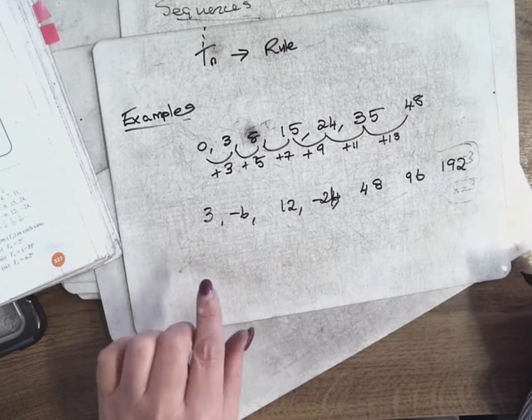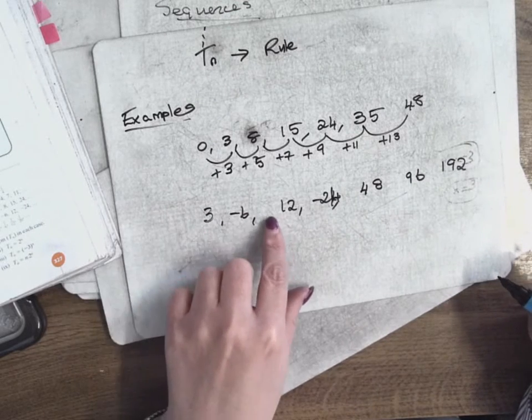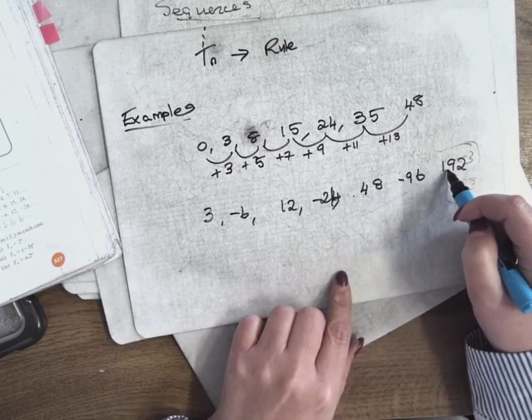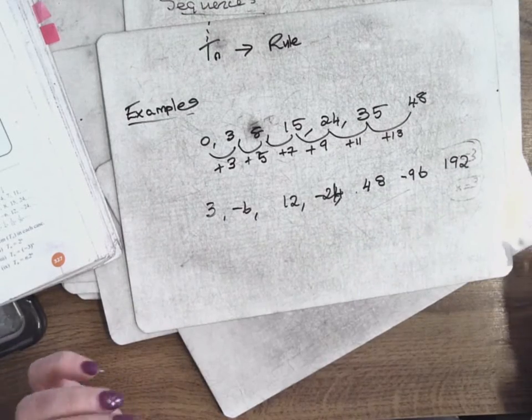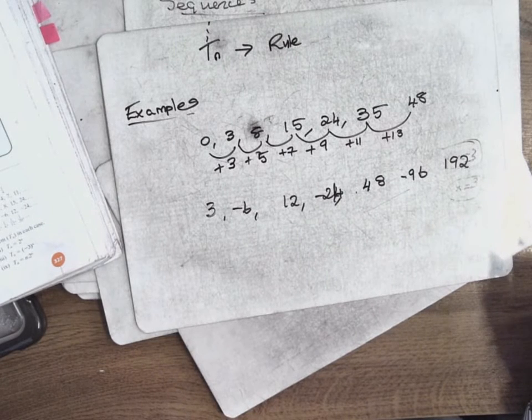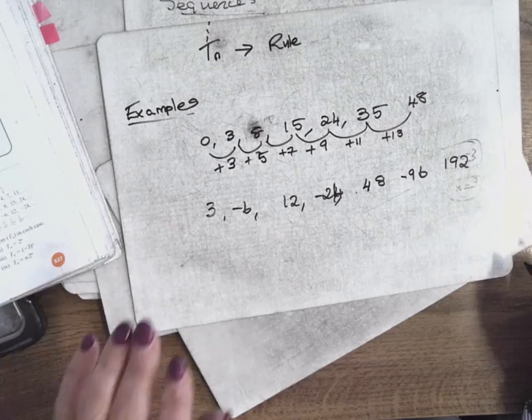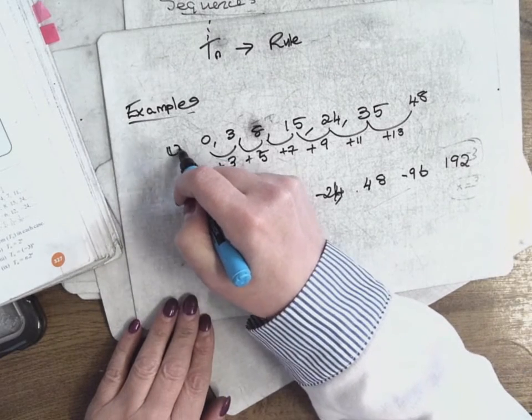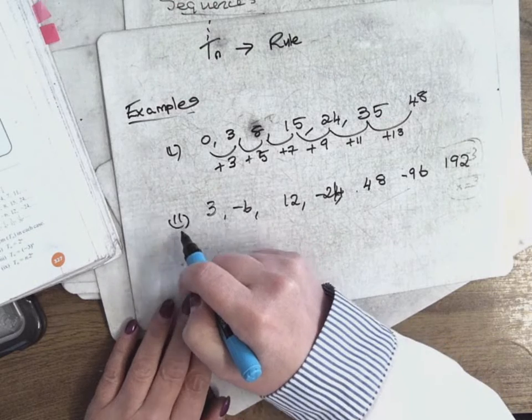Agreed? Then let's look at the signs: plus, minus, plus, minus, plus, minus, plus, etc. So there were 2 different patterns going on there: the pattern with the numbers and the pattern with the signs. Grand, we all good? Okay, that's 1, 2, and the last one.